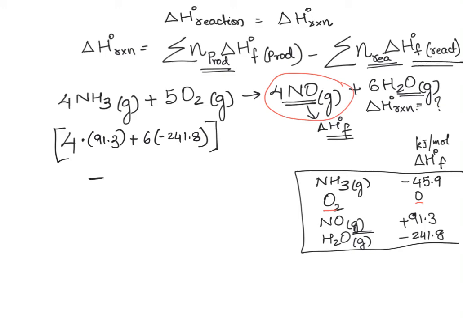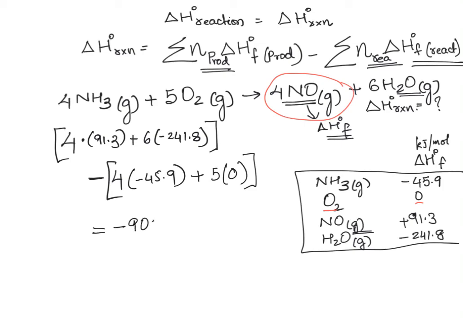minus reactant information. So we have 4 ammonias, 4 times negative 45.9 plus 5 times 0. Right? Pause the video and go through the calculation. Your answer will turn out to be negative 902.0 kilojoules. Okay? So pause the video and go through the calculations.